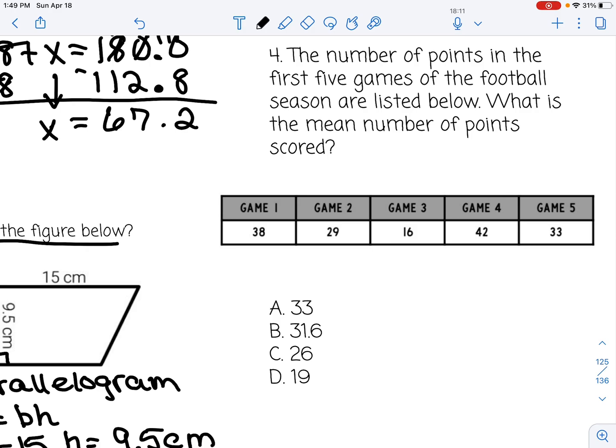Actually, it's 91. Sorry. Okay, so page 91. The first number of points in the first 5 games of the football season are listed below. What is the mean number of points?